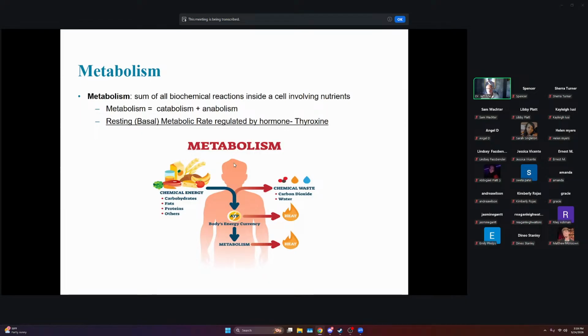Now, important for your exam, understand and know that when we're talking about metabolism, we have a base rate, a resting, sometimes called a basal metabolic rate, okay? That metabolic rate is the number of calories that at rest our body will consume, or use, X amount of calories on a daily basis just to keep our body alive, okay?